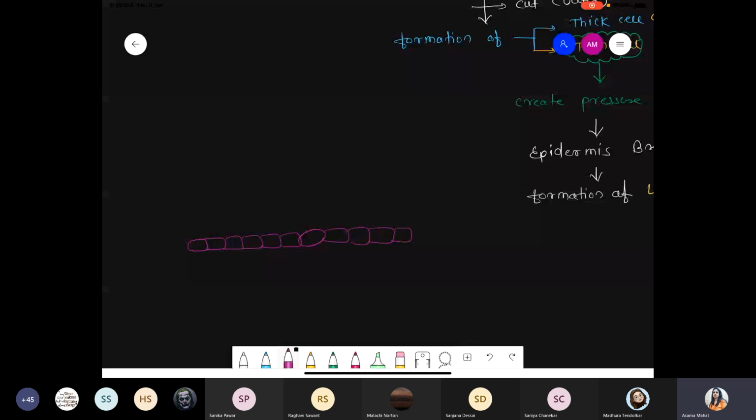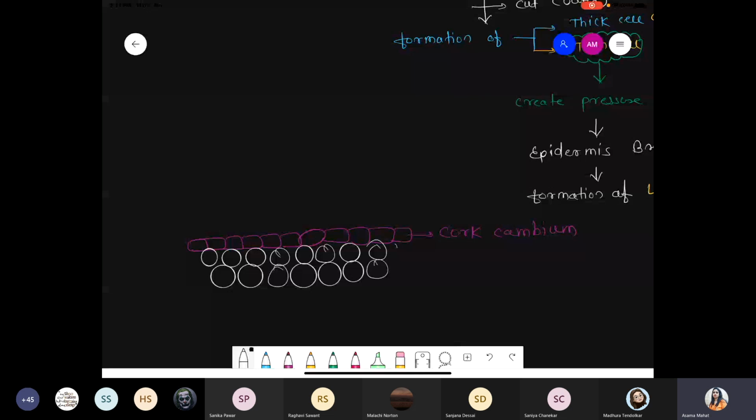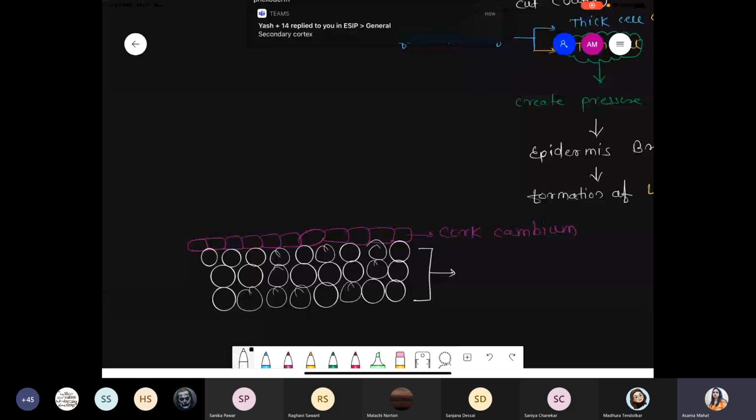So this color we are talking about, these are the cells of the cork cambium, also called the phellogen. Cork cambium cuts toward the inner side, and you know very well, once it cuts toward the inner side, there is a formation of which cell? Quickly tell me. Which cell? Cork cambium cuts toward the inner side. Yes, it is phelloderm, and phelloderm is also called secondary cortex.